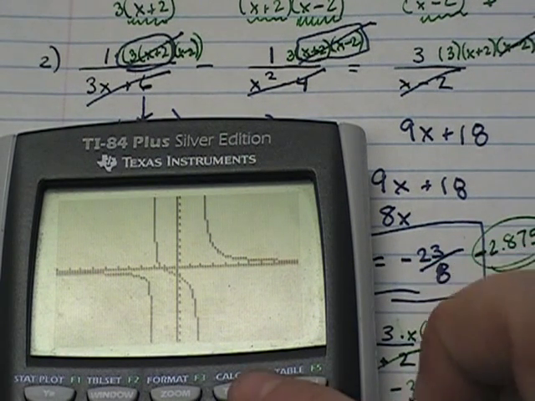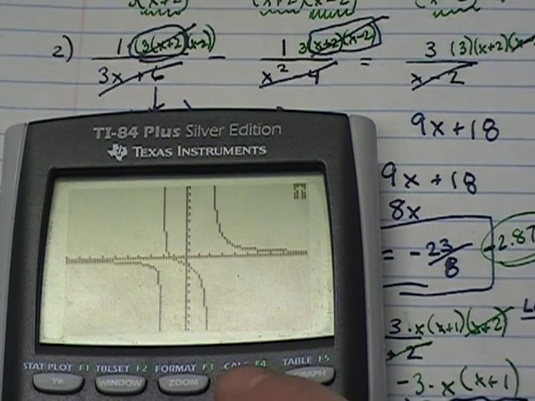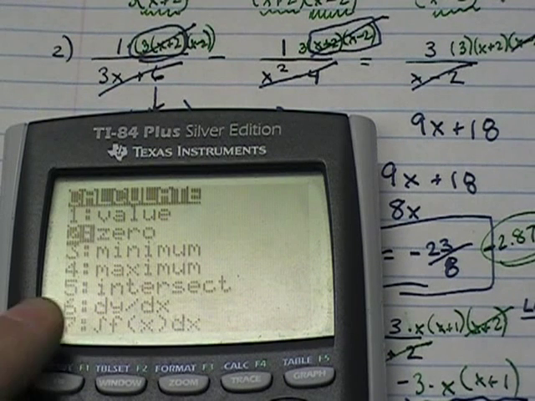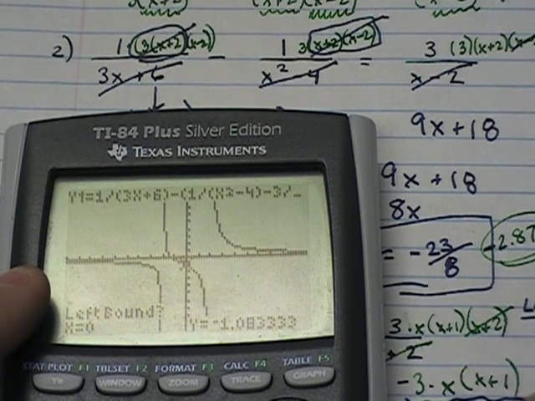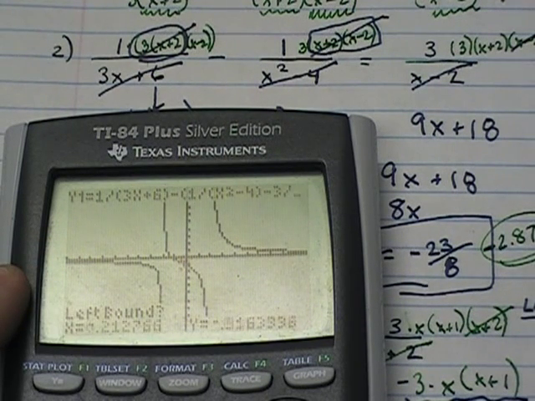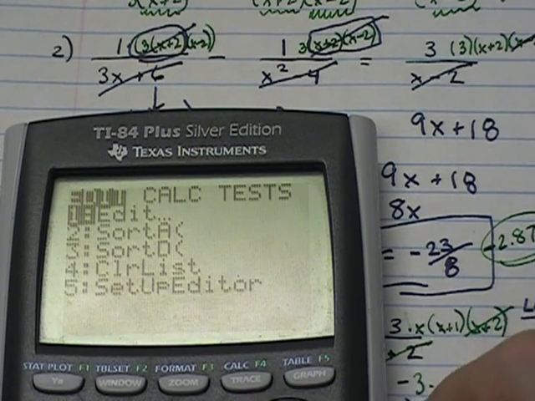Well, I can go to the Calculate menu. Okay, it's right above the Trace button. And I'm looking for 0. 0 is another way to say a solution to an equation. So you click 0. And it's going to ask you a few questions. It's going to ask you for a left bound, a right bound, and a guess. So I try the left bound, and I try the right bound, and I hit a wrong key.